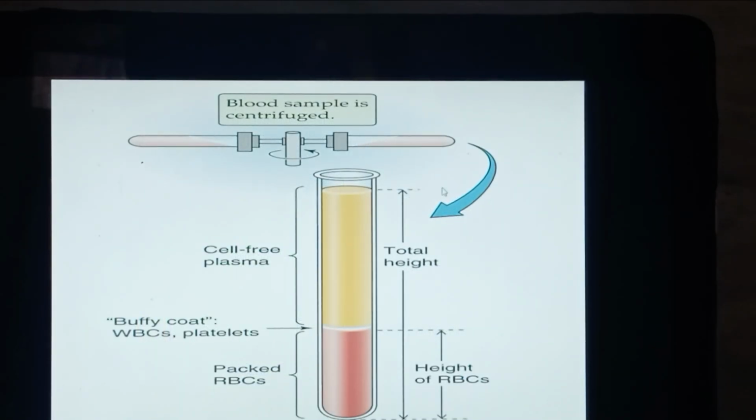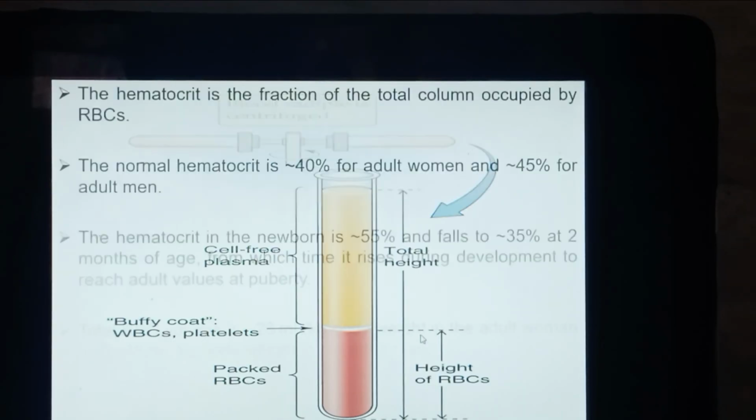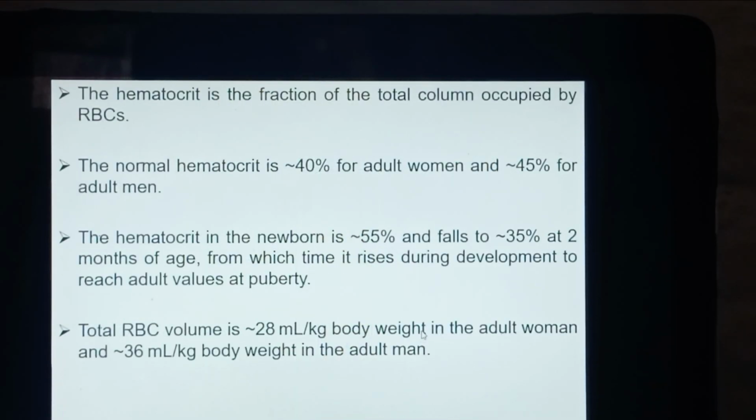Now this is another schematic diagram showing centrifugation of the blood, and you can see here we have packed RBCs, what we call the hematocrit. Here it is cell-free plasma, and here there is a white coat called the buffy coat consisting of WBCs and platelets. So from this we have the formula: hematocrit is equal to height of the RBCs divided by total height of the blood column. Now the hematocrit is the fraction of the total column occupied by RBCs.